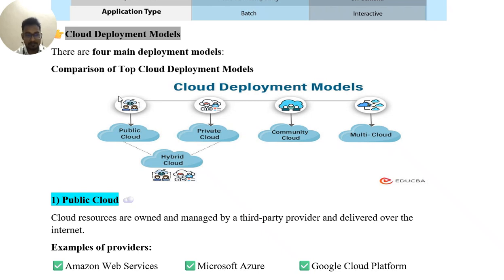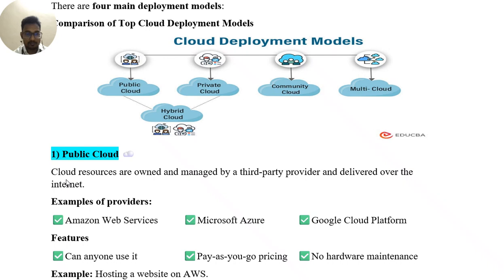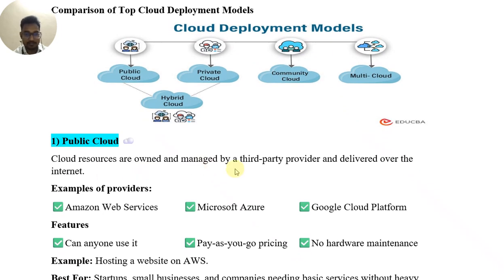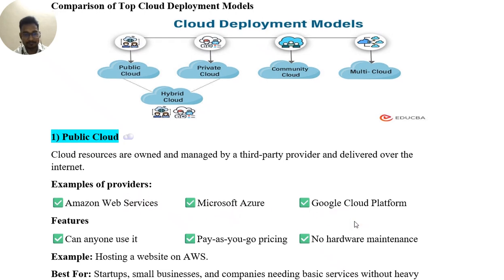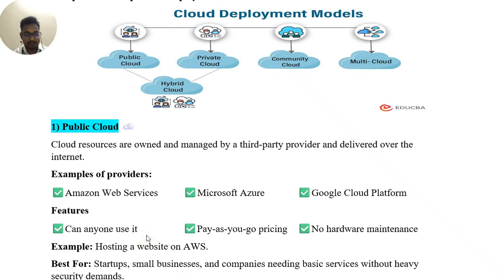First is public cloud. Resources are governed and managed by a third-party provider and delivered over the internet. Any person can use the public cloud. Examples of providers are Amazon Web Services, Microsoft Azure, and Google Cloud, which anyone can use for personal use or otherwise. Pay-as-you-go pricing, and no hardware maintenance.